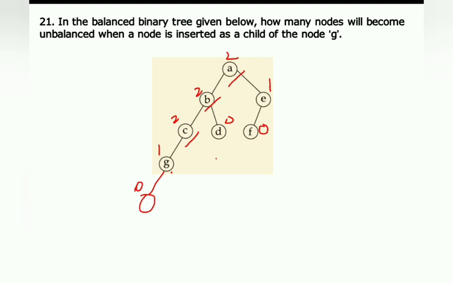We know that the balancing factor must be between -1, 0 or 1. So this one is more than 1. So that's why three nodes will become unbalanced. So the answer is 3.